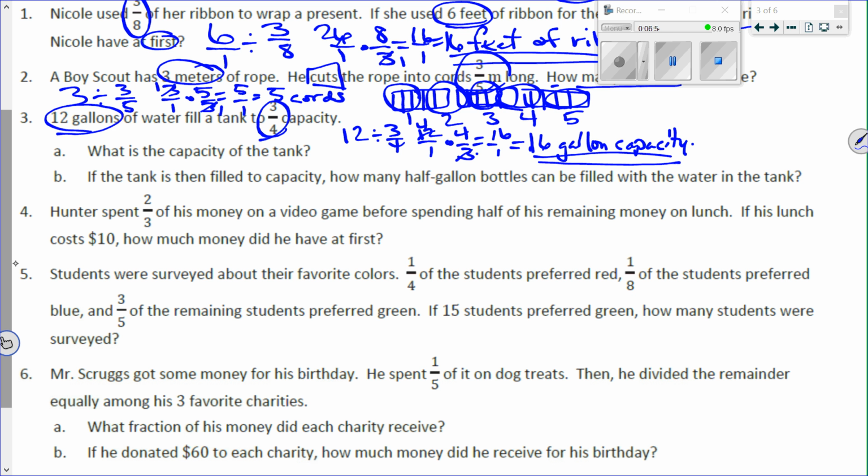Okay, this is actually a really good one for a model, guys. And this model I'm going to do a little differently, because normally when I think of a water tank, I look at it this way. So I'm going to do my model going up. And I know 3/4 of this is 12. So 3/4 of it is 12. What is each section? I have 3 of them, so each one would be 4. So if each of those is 4, what's the last section? 4. So what's the total for the entire tank? 16.